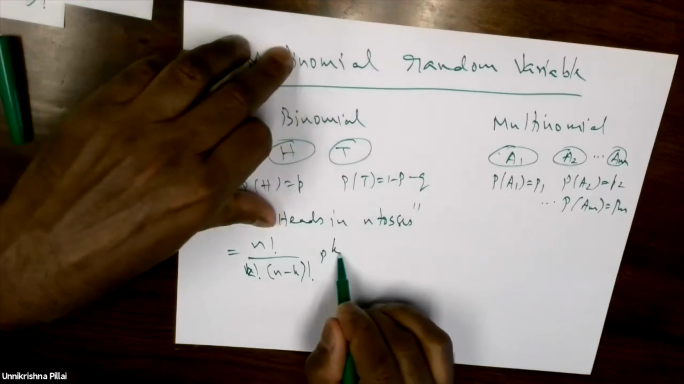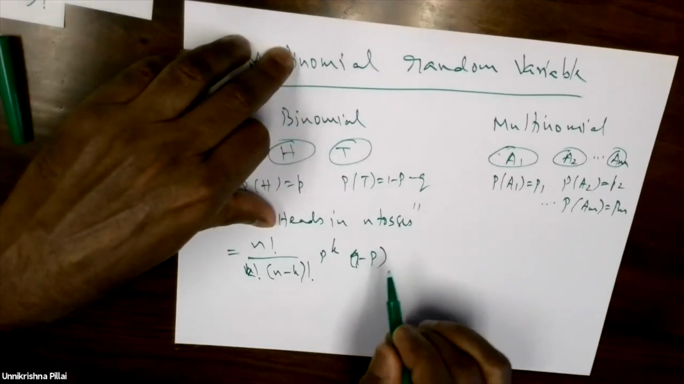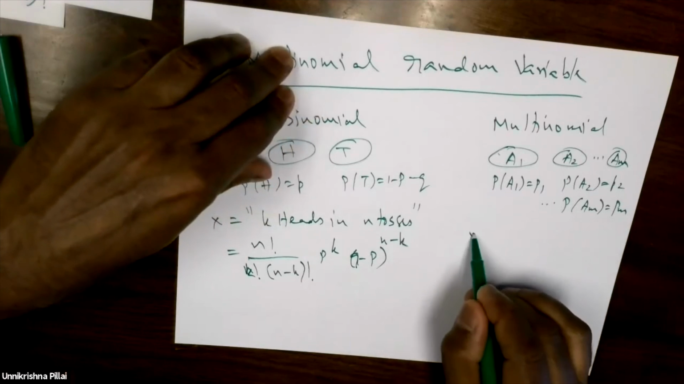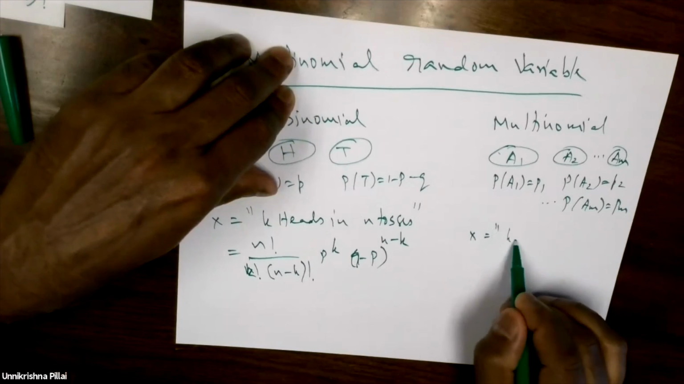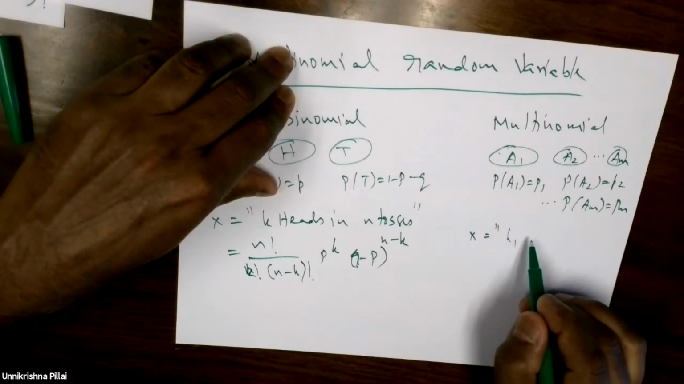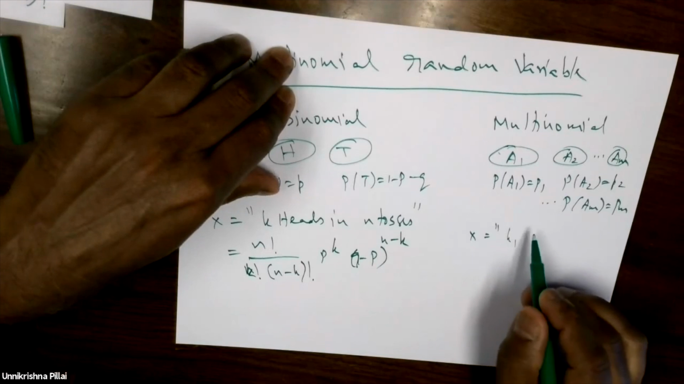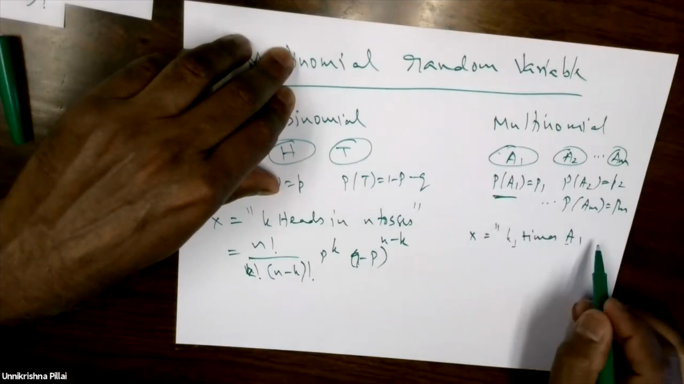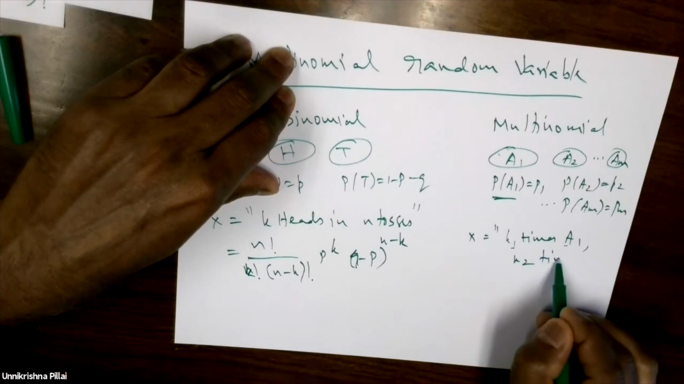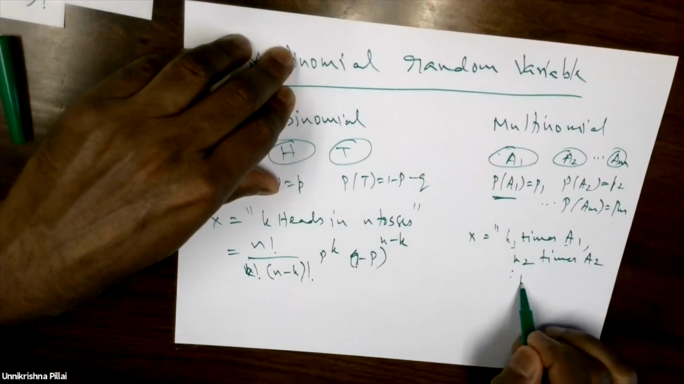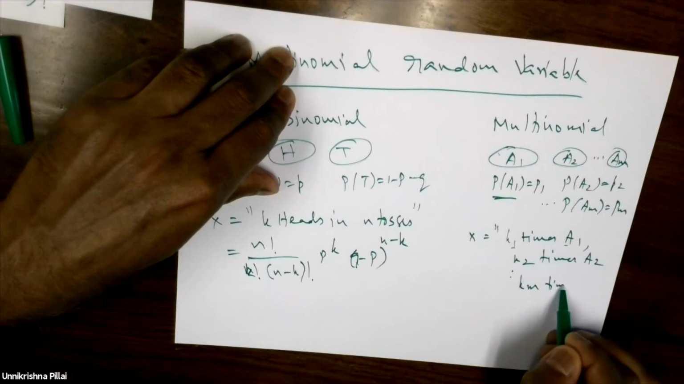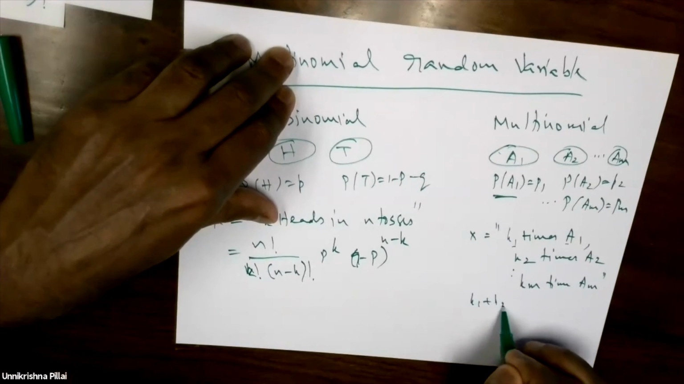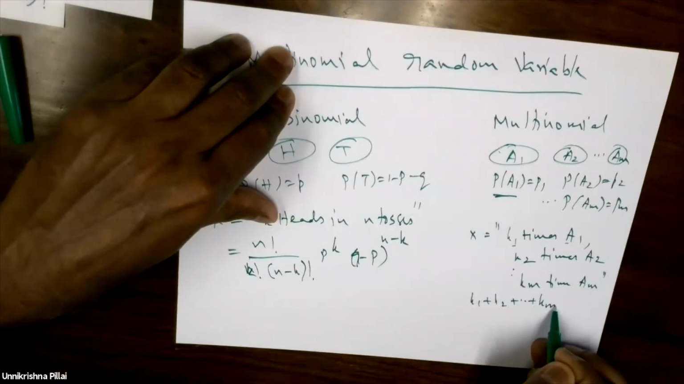And multiplied by p to the power k, 1 minus p to the power n minus k. Where here, the x will be, if you toss, let's say, k1 times a1, the event a1 occurs k1 times, k2 times a2, etc., km times am. So we want the probability of this. Of course, k1 plus k2 plus km will be the total number of tosses.